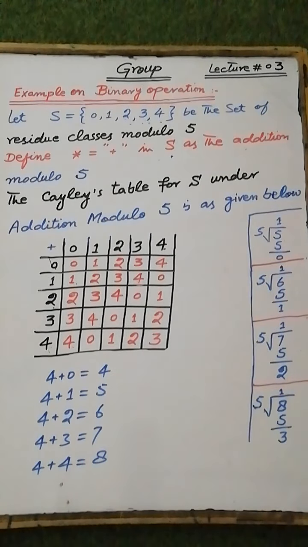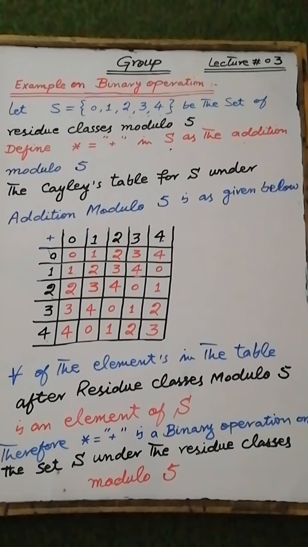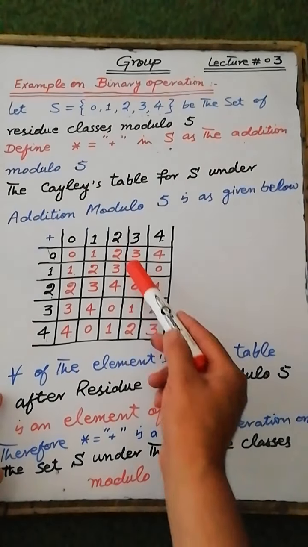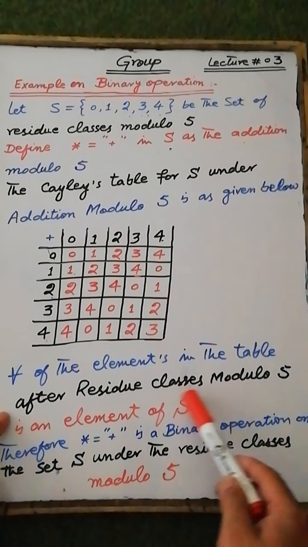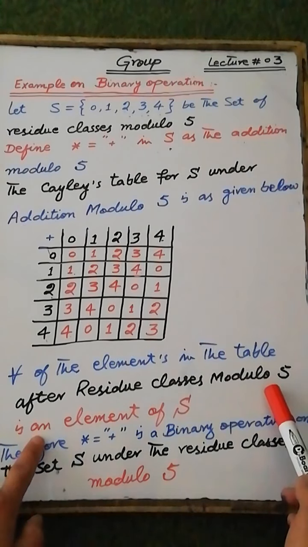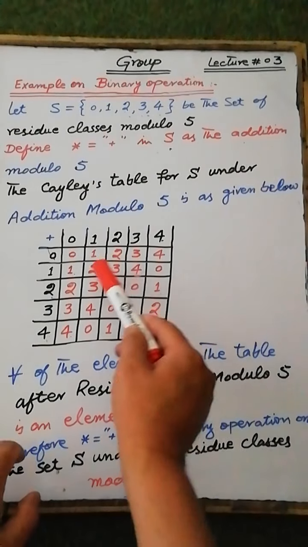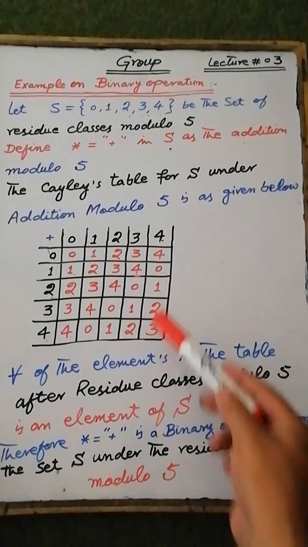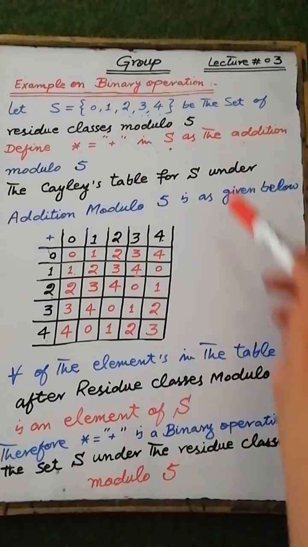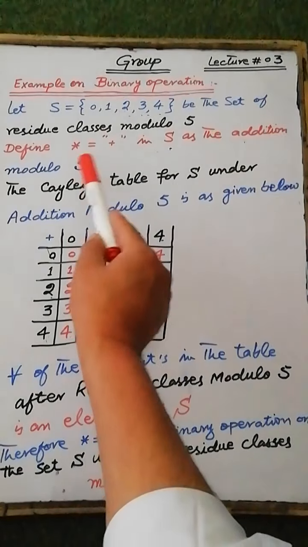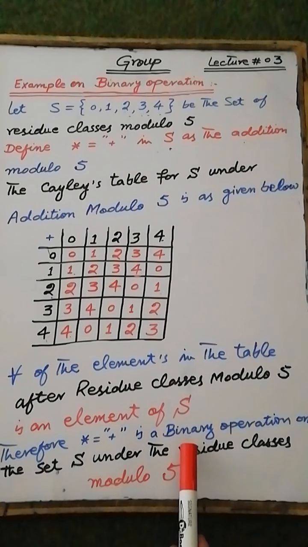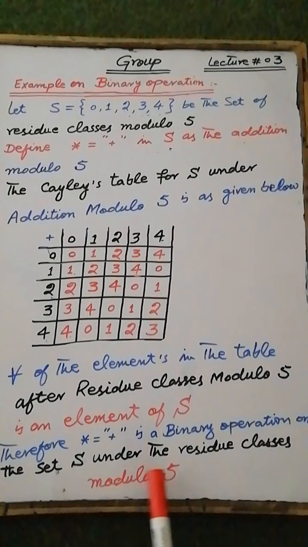Now each element of the table, after residue classes modulo 5, is an element of the set S. Again, all of these results are again elements of the set S. Therefore we can say that the star, which is equal to addition, is a binary operation on the set S under the residue classes modulo 5.